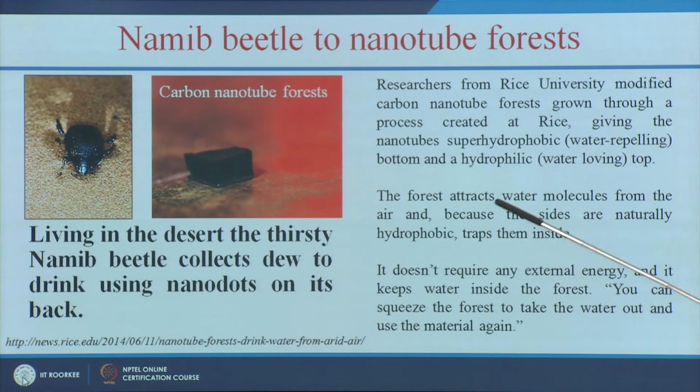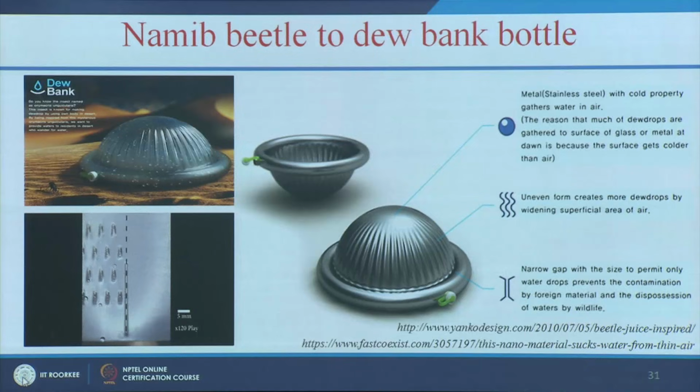So this carbon nanotube based forest can attract the water molecules from the air, and because the sides are naturally hydrophobic, it can trap them inside. Again, it does not require any external energy, and it keeps the water inside the forest. Whenever you want the water, you can squeeze the forest and take the water. Another important property of this carbon nanotube forest is that we can reuse it.